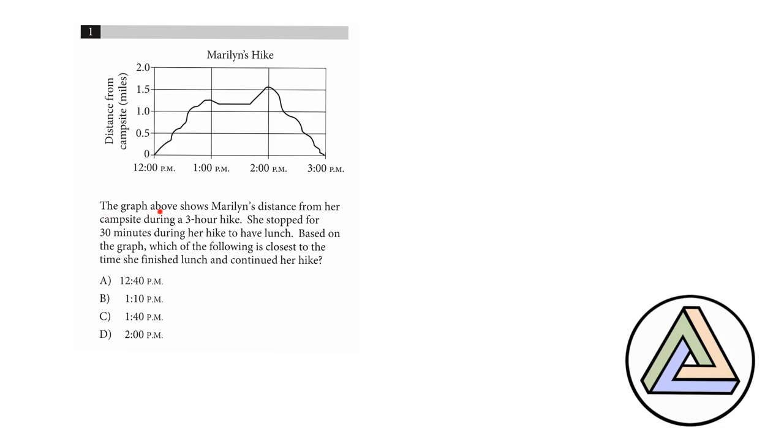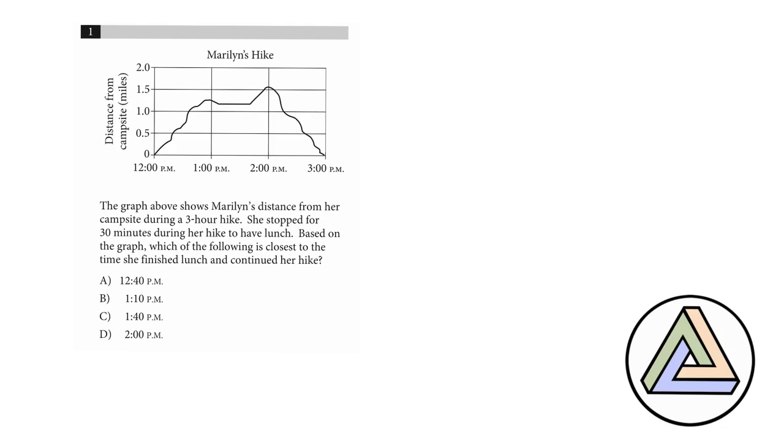The graph above shows Marilyn's distance from her campsite during a 3-hour hike. She stopped for 30 minutes during her hike to have lunch. Based on the graph, which of the following is closest to the time she finished lunch and continued her hike? So it's good to just get a general idea of what is even going on with the graph. Just make sense of it really quick. Obviously time's on the bottom, the x-axis, and then there's the distance from her campsite.